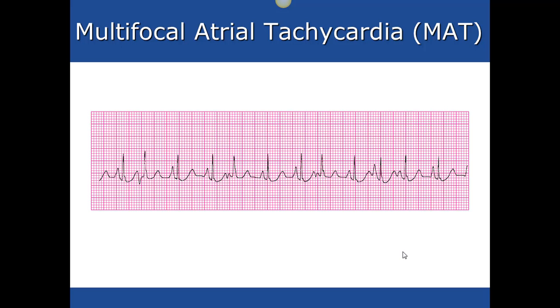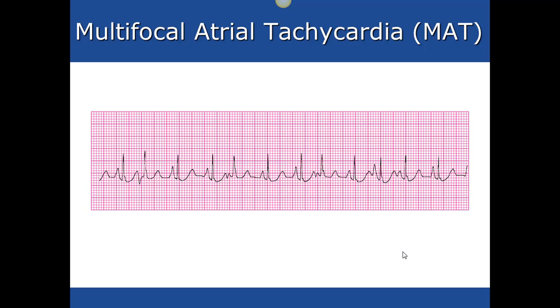So let's take a look at this rhythm. Okay, the heart rate is approximately 120, so it's greater than 100. So we know it's going to be a tachycardia. The rhythm is irregular. Now keep in mind that the rhythm is irregular primarily because the stimulating site is coming from different places within the heart.